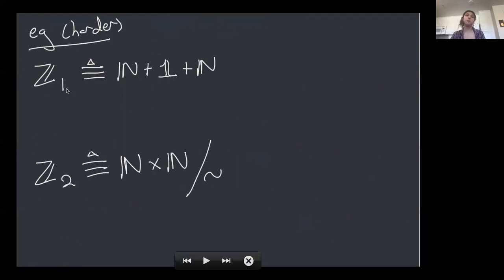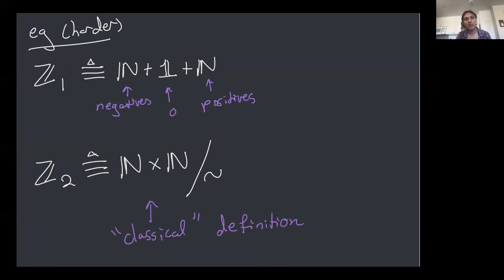Here's a harder example. Let's define Z1. This is going to be one possible definition of the integers, to be the naturals plus 1 plus the naturals. So I have 2 copies of the naturals and 1 singleton. Or I could define Z2 to be the classical construction where I take pairs of natural numbers and mod out by some equivalence relation that says that addition does what you expect. So here is the classical definition that you're probably all familiar with. And here we think of the left naturals as being the negatives, 1 as being 0, and the right naturals as being the positives.